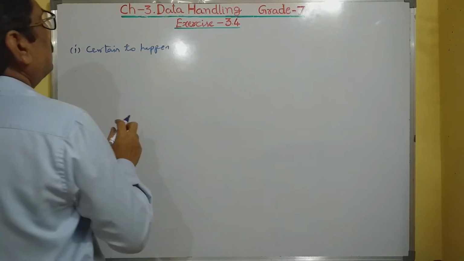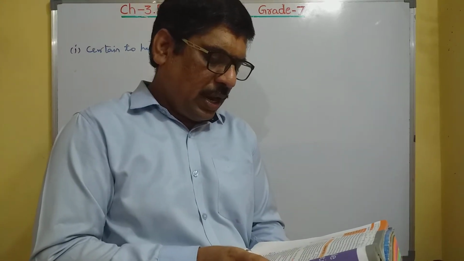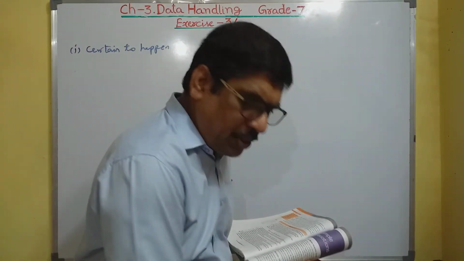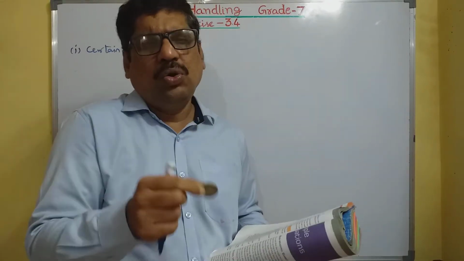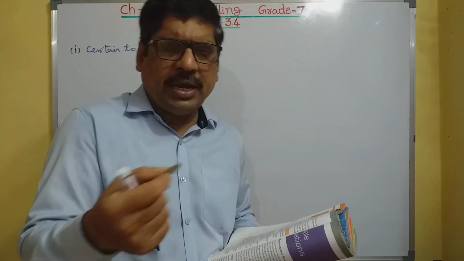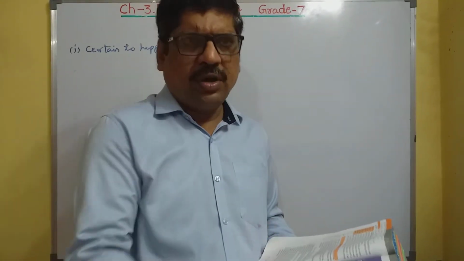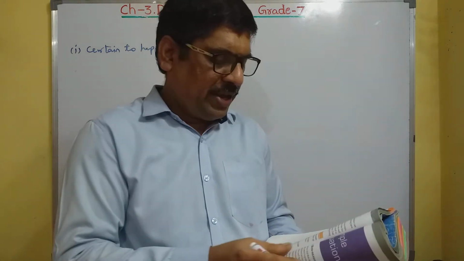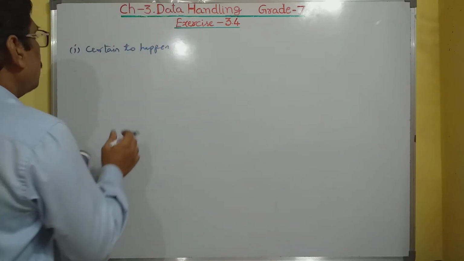Okay. Next, the second one. A tossed coin will land heads up. Can you tell surely? When you toss a coin, can you say surely that you are going to get head? No, we may get head or we may get tail. So it happens but not always. When you toss a coin, you may get head. There is a chance, but it is not always. So we have to write that it can happen but is not certain.